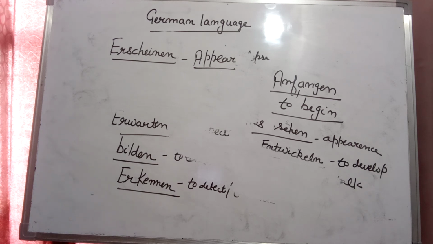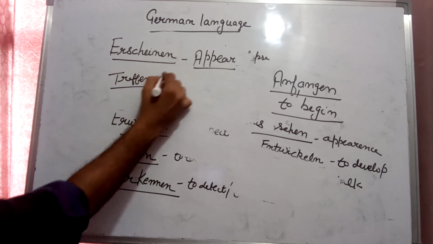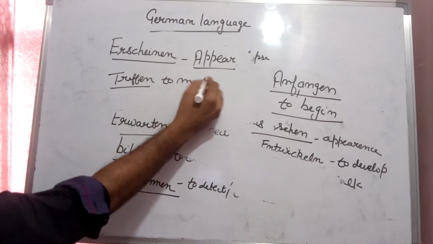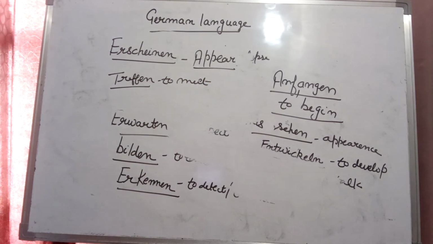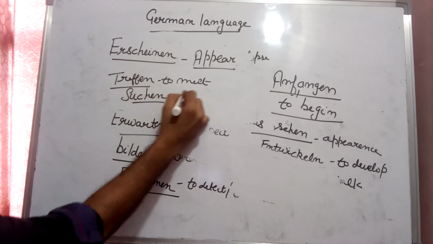Speak after me. So this is basically how we can conjugate the verbs, how we can move forward to a verb pattern. The next verb we have is treffen. Treffen is to meet. The next verb we have is suchen. Suchen is to search.